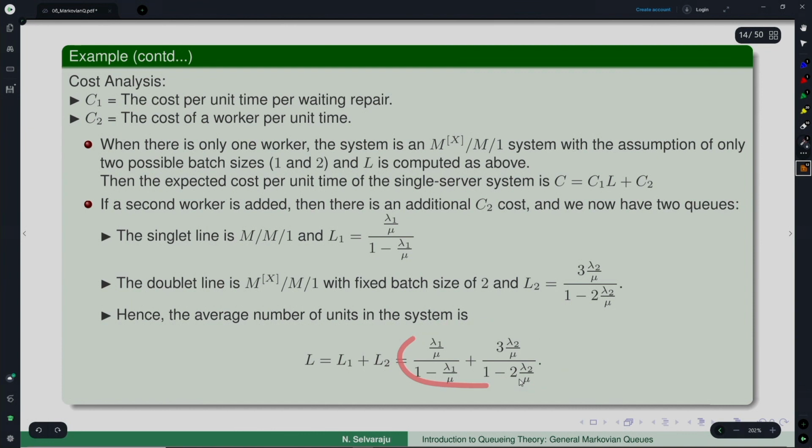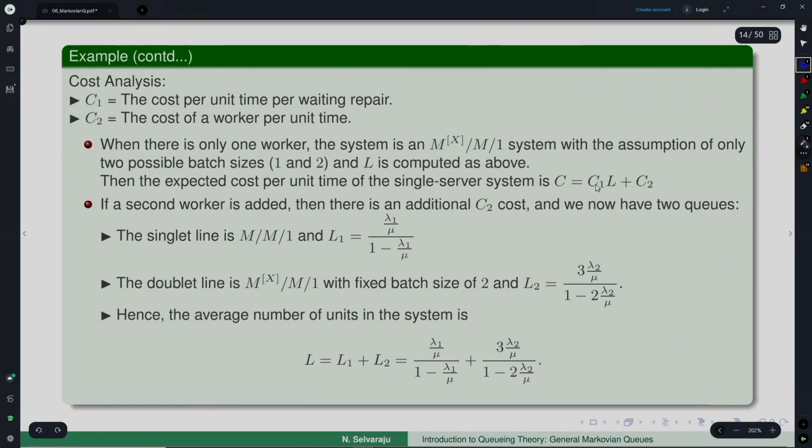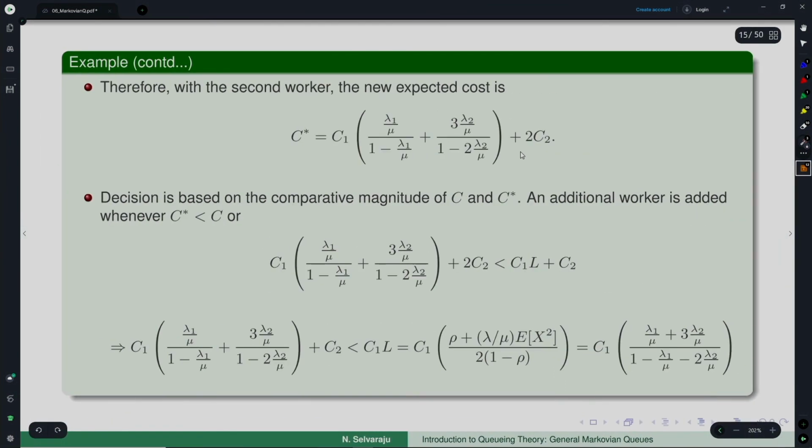Now, if I look at the corresponding cost, the new cost, if I call it C star, is C1 times L, and now two workers are there, so plus 2 times C2. So, this is the new cost, and this is the old cost, where this L is as given for the M^X system here. Now, what will be our decision criteria?